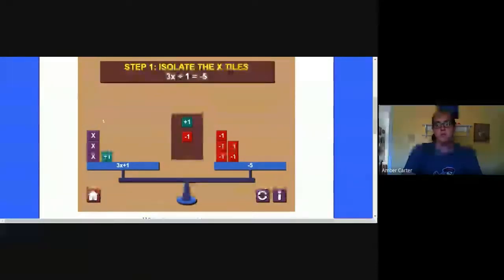We still want to isolate these x tiles, so we need to get rid of this plus 1. So we want to make a 0 pair, which means we're going to have to add -1 to each side. Now notice over on the right side, because of the negatives, it didn't make a 0 pair that went away. It just added one more negative tile to join the ones that were already there.